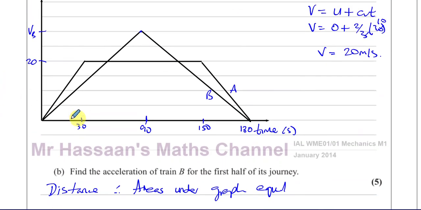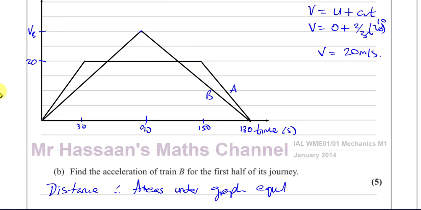Now this trapezium, the parallel sides are these two. The length from here to here is 180, and the length from here to there, well, that's 150 minus 30, which is 120. As I said, it goes for 120 seconds. We know that from the question. It tells us it goes at a constant speed for 120 seconds.